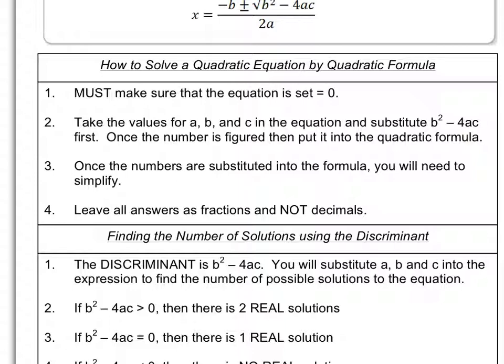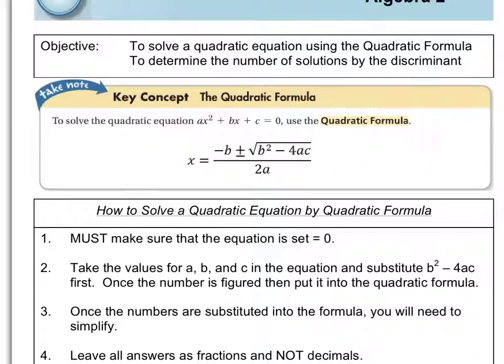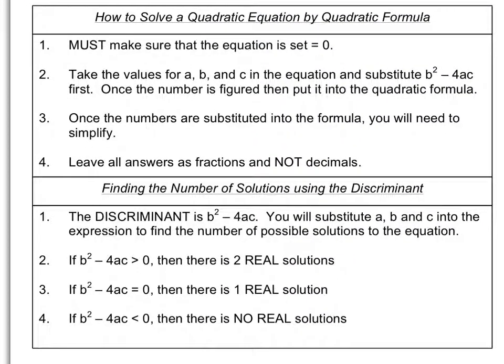If you notice, as you look at the quadratic formula, the discriminant is underneath the square root. That's where the discriminant is. That's why we figure that out first. When we figure out the discriminant, then we can put it in there and solve from there. It makes it much easier to do. Once those numbers are substituted in the formula, we just need to simplify. We're going to leave all of our answers in fractions and not as decimals. All right, so let's take a look.